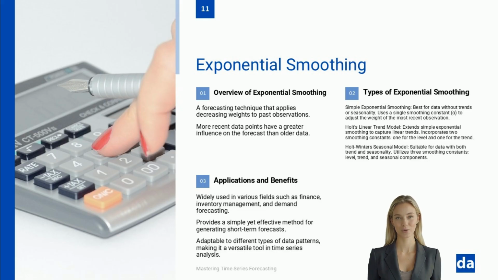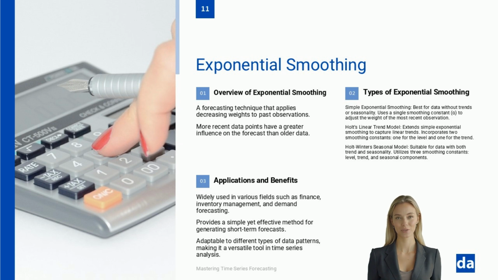First, let's look at the overview. Exponential smoothing applies decreasing weights to past observations, meaning that more recent data points have a greater influence on the forecast than older ones. This characteristic makes it particularly useful for generating timely and relevant forecasts. Next, we will explore the different types of exponential smoothing.